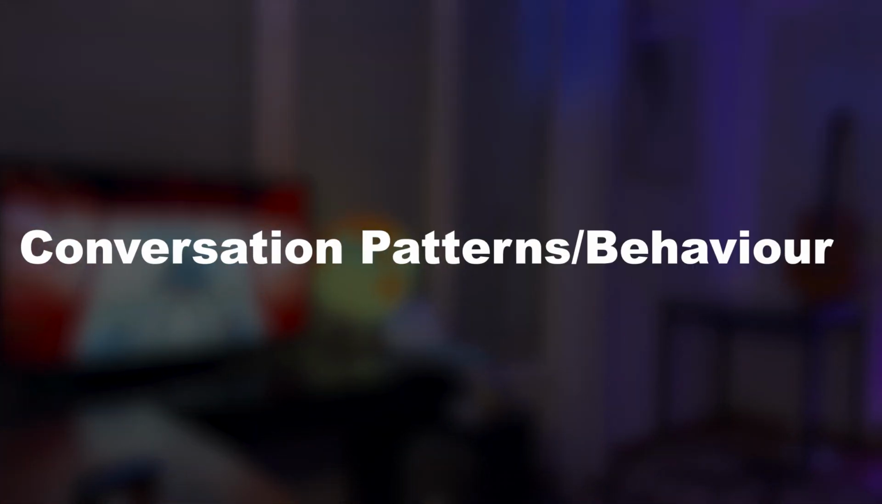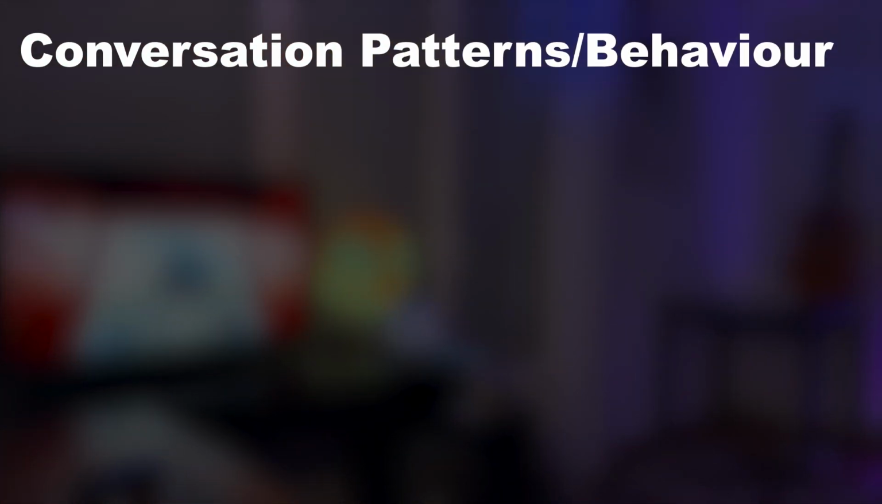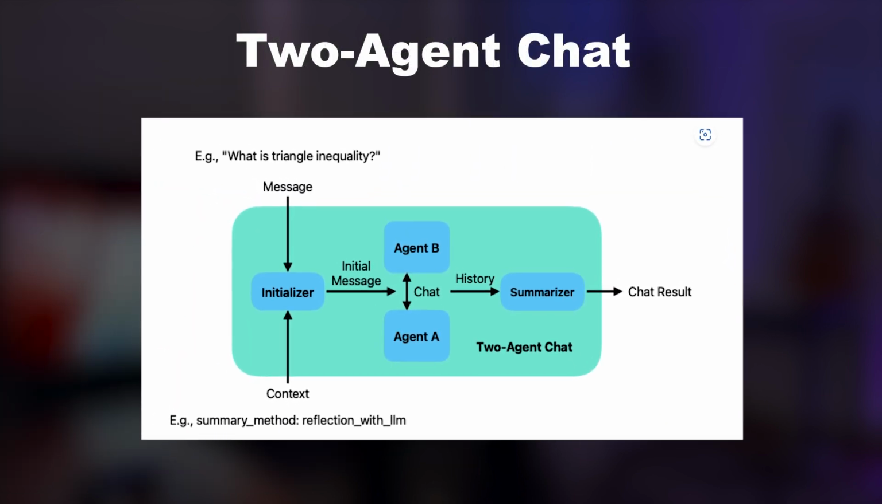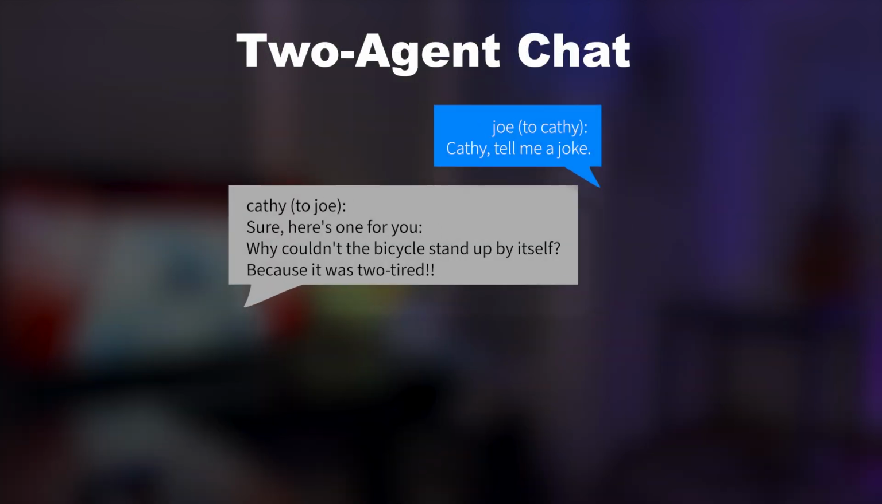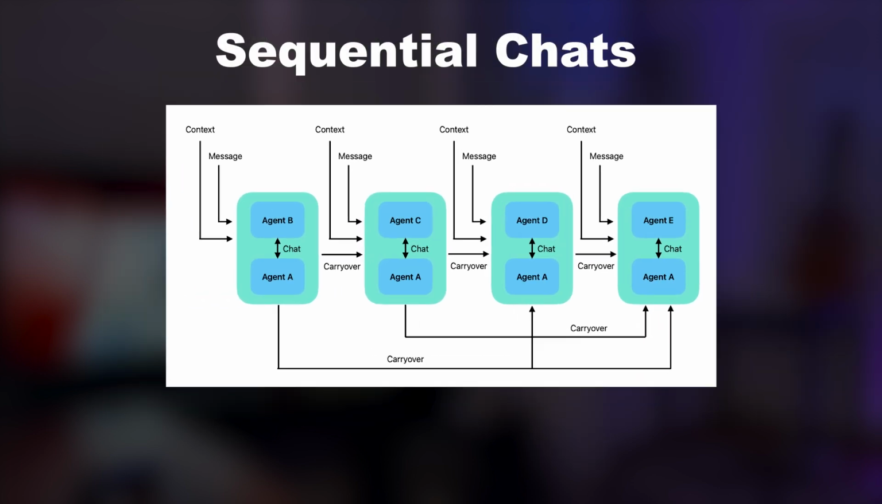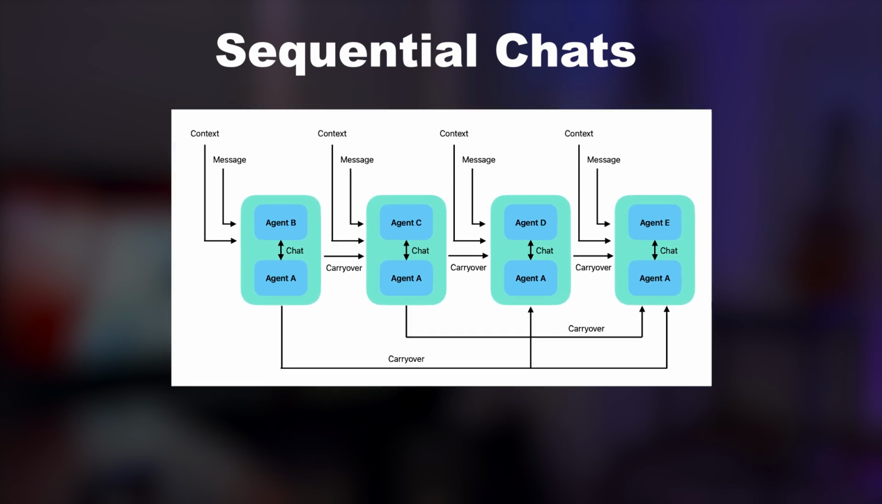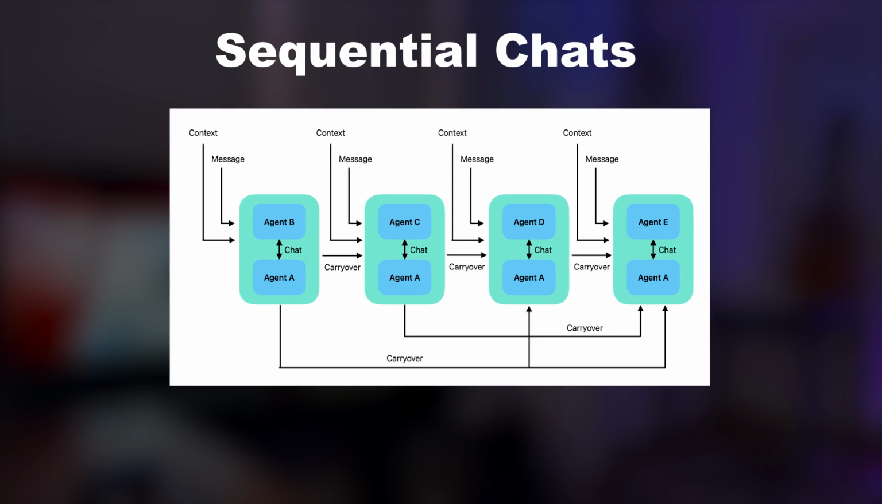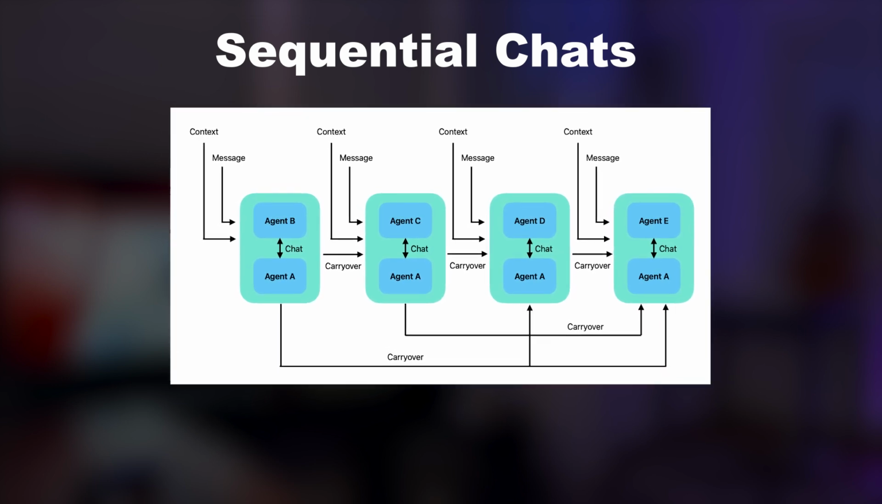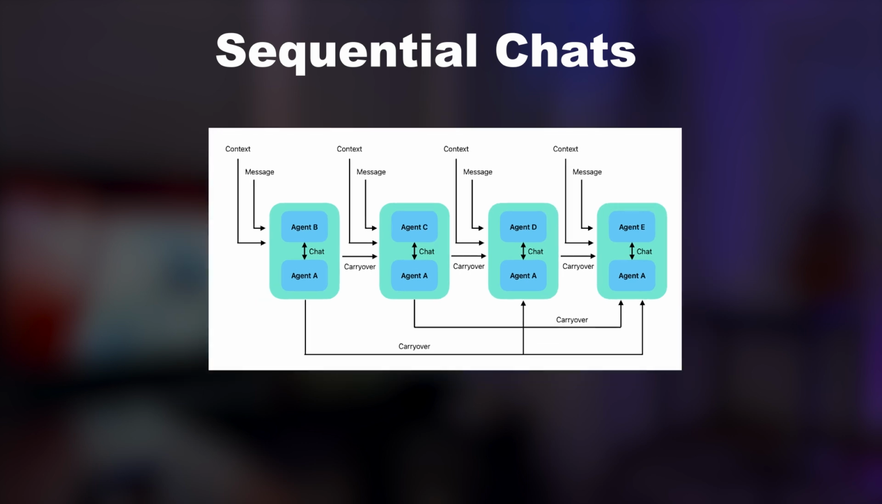And this is what we call conversational behaviors. The most fundamental conversation pattern is the two-agent chat, which is basically when we have two agents talking to each other. This has been illustrated in the documentation literally by showing two agents telling jokes to each other. The second conversation pattern is the sequential chat, which is basically when we have multiple sequences of two agents talking to each other, and then every discussion that we had with two agents is going to carry over the information into the next two-agent chat.